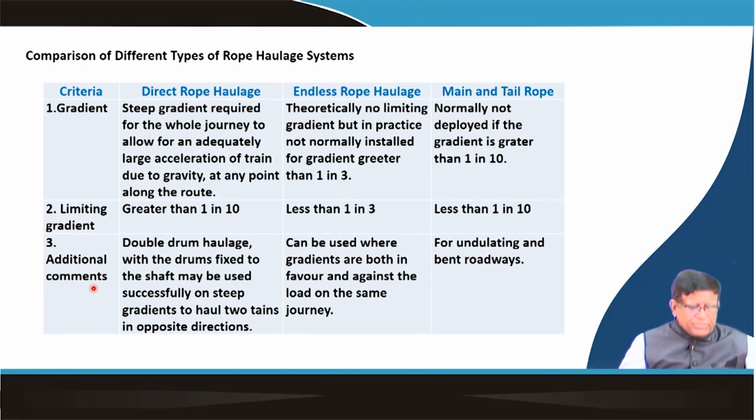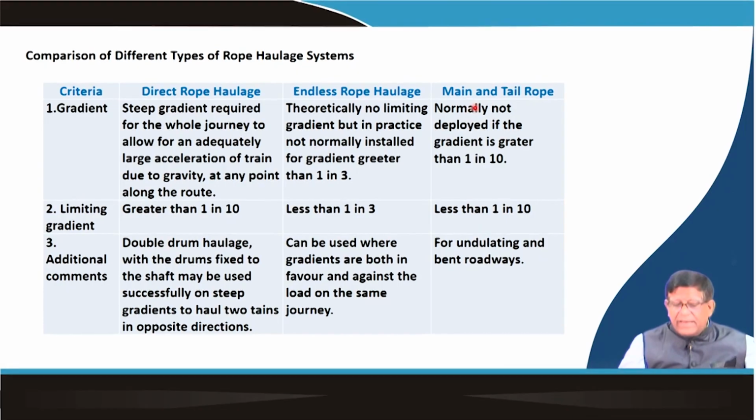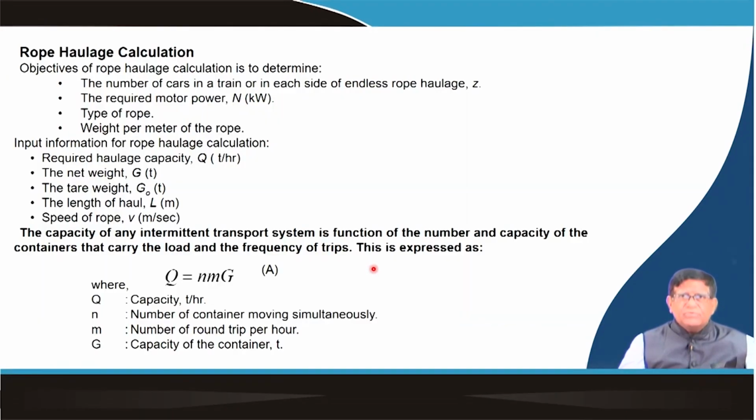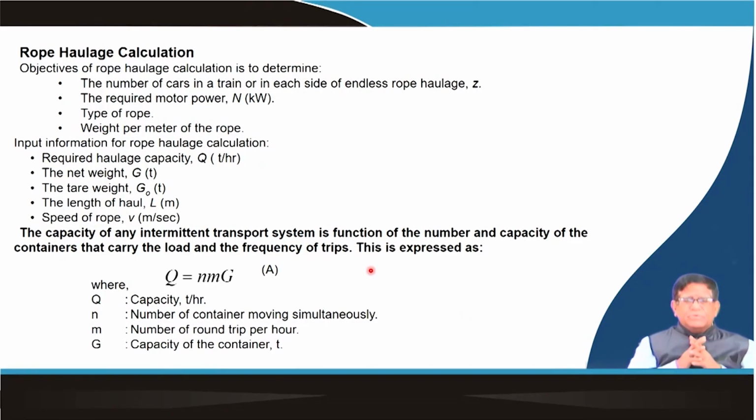Then some additional comparative comments. Double drum haulage with the drum fixed to the shaft may be used successfully on steep gradients, and endless rope haulage can be used where gradients are both in favor of and against the load on the same journey, but main and tail rope can be used for undulating and bent roadways. So you can compare their advantages and disadvantages, and once you have done these things, try to draw their diagrams, and you will be able to know.